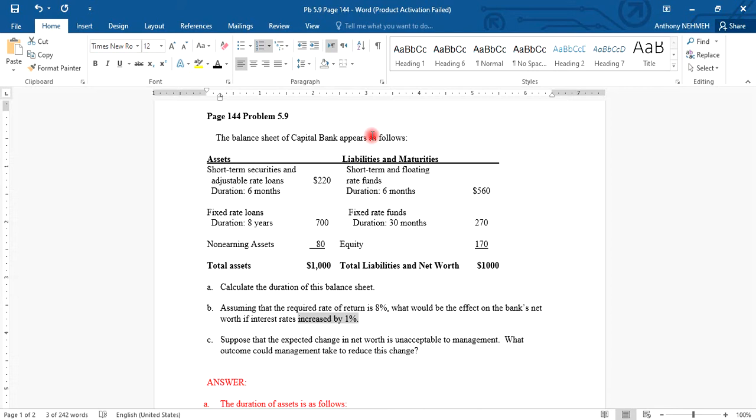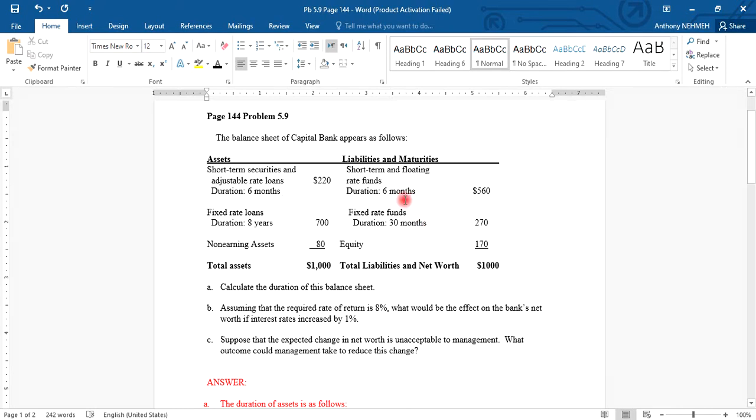We have the amount of short-term securities 220. We have the duration 6 months. Please pay attention that each duration should be converted into years. So I have to divide 6 by 12 and I will get 0.5 years. Here the fixed rate loan 700, duration 8. Here, for example, fixed rate 270, duration 30 months. I'm going to divide by 12 and I will get 2.5 years.